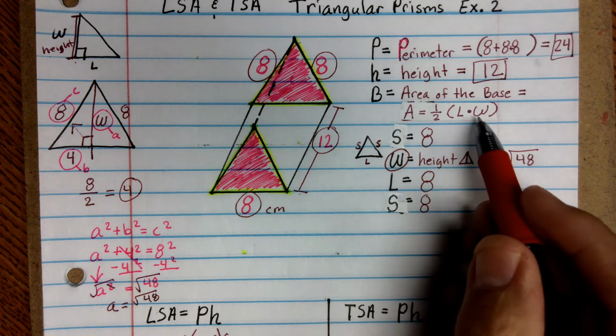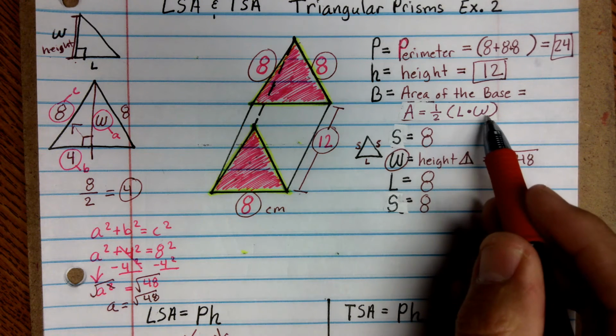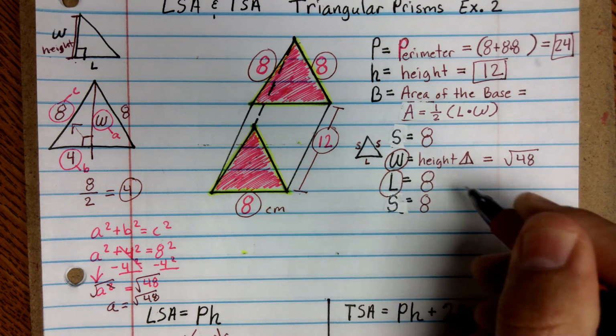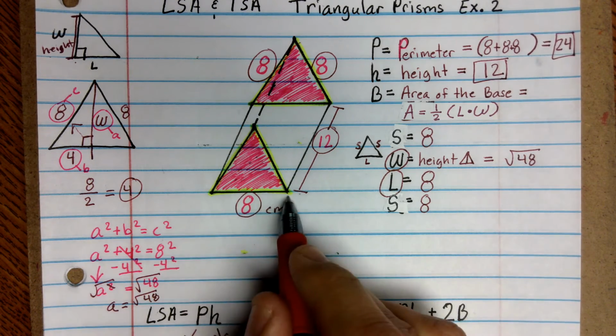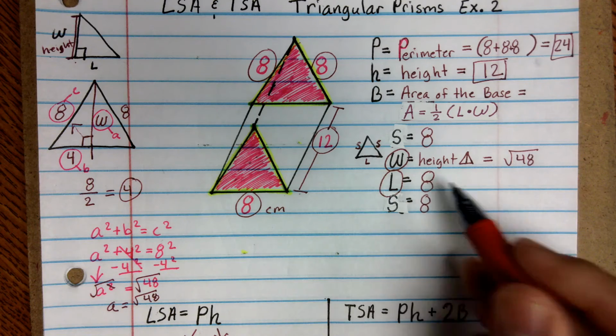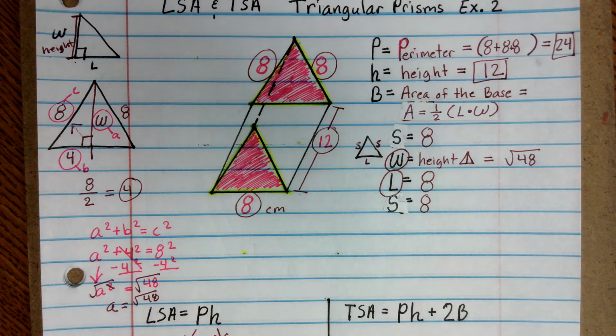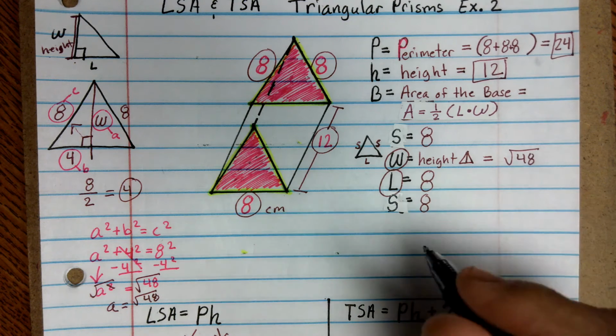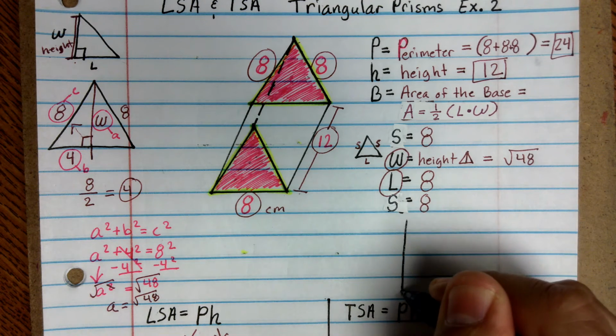We have our W now, right, in our formula to find the area of the base of this triangle, and we have the length, right? That's our L, which is just the bottom side of the triangle, that whole length right there, 8. So I'm going to go ahead and we're going to find the area of the base. So if I were to substitute these values in, I'm actually going to do that right here.